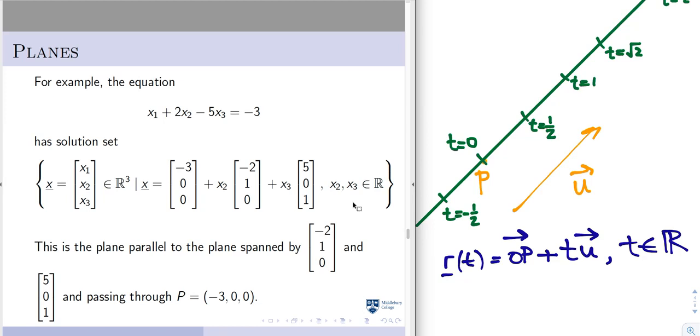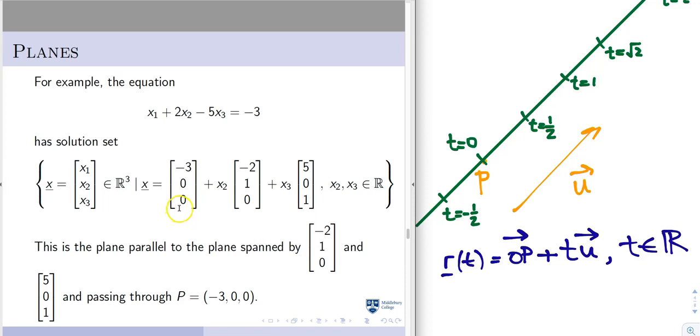Here, this tells us that the solution set to this equation is a plane that is parallel to the plane that's spanned by these 2 vectors, (-2, 1, 0) and (5, 0, 1), and which passes through this point (-3, 0, 0).